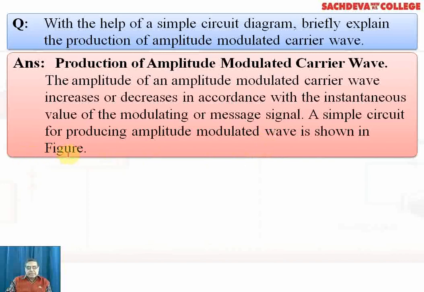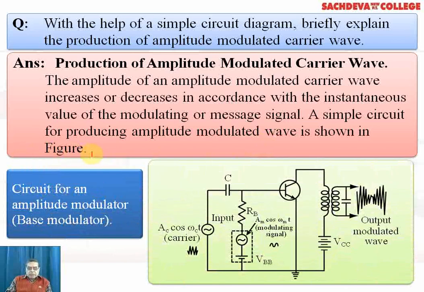So now we come to the figure. The figure shows the circuit for an amplitude modulator, that is the base modulator. One of the parts in the modulator is C, a capacitor. The carrier wave input is AC cos omega CT. The input carrier wave passes through the capacitor, where its energy increases. Then there is RB, the load resistance.